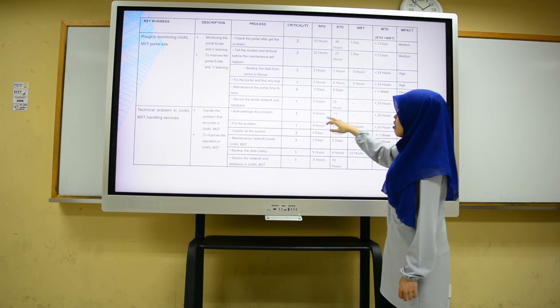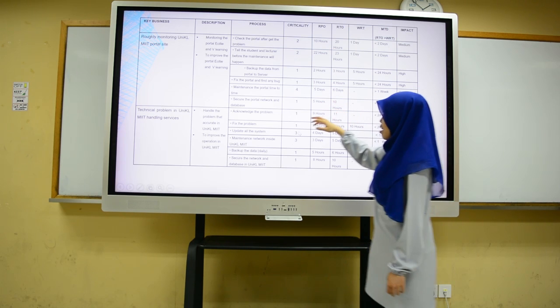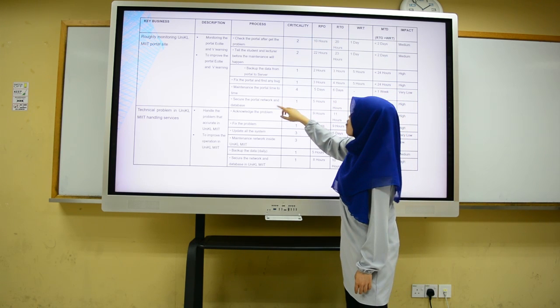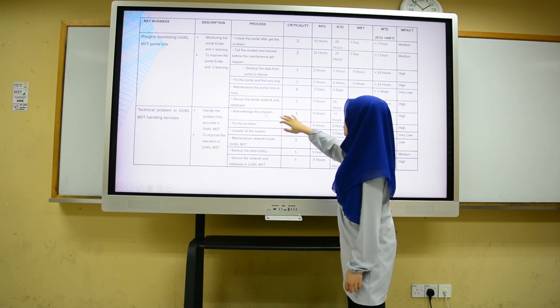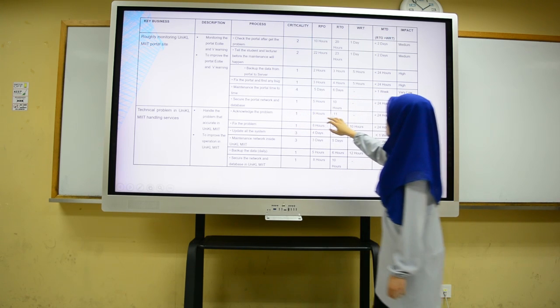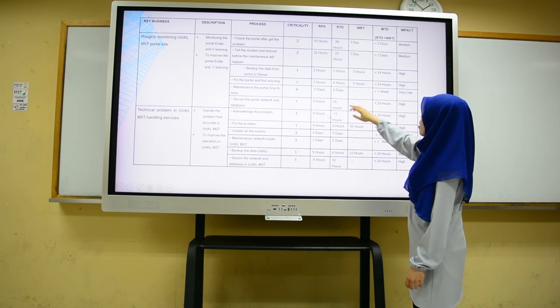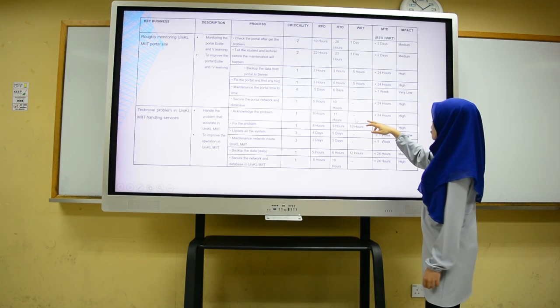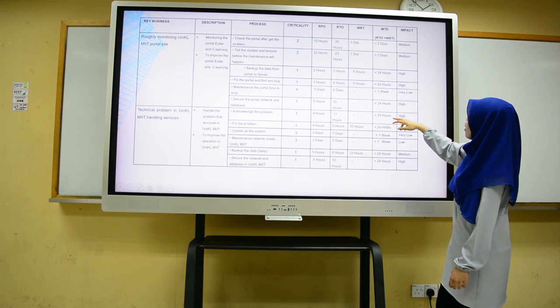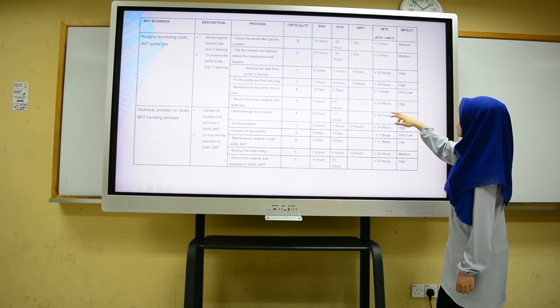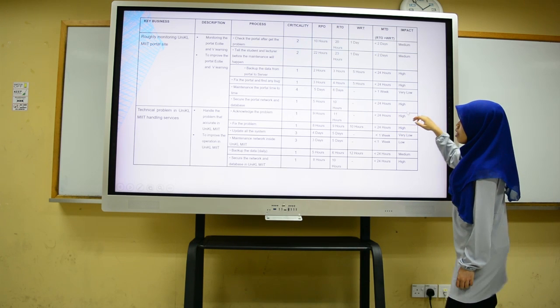Mission criticality business function here, high criticality. First process is acknowledge the problem. So the RPO taken for it is 9 hours, RTO 11 hours, none for the WRT, and it will be less than 24 hours for MTD, and the impact is high.